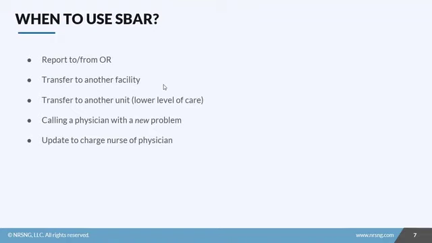There are multiple times when you're going to use SBAR, and knowing when to use these things is really confusing. It can be extremely intimidating. So knowing this will create a better foundation for you when you need to use it. So here are some examples. You can use it when you are giving report to or from the operating room nurse. Another example would be a transfer to another facility, like a skilled nursing facility. Another one would be to another unit, potentially a lower level of care. So think like ICU to the floor.